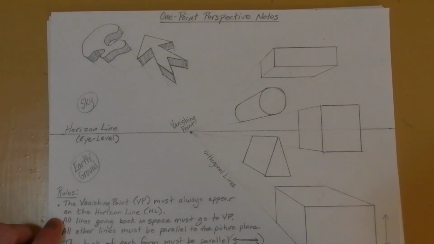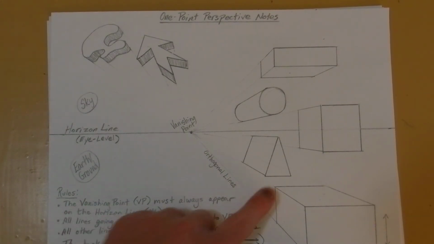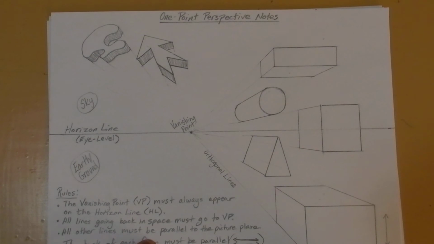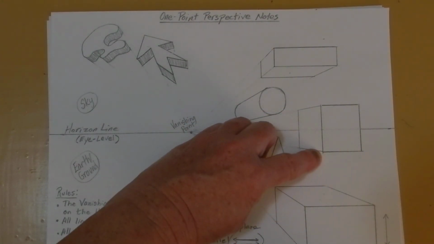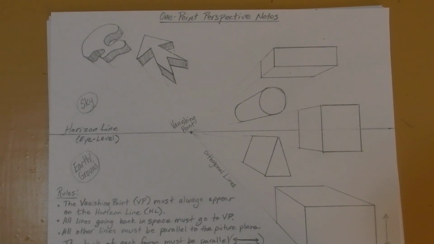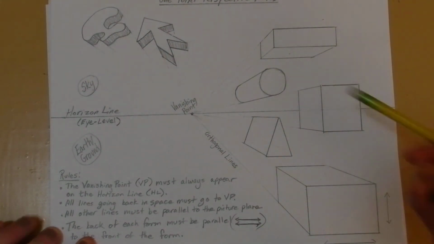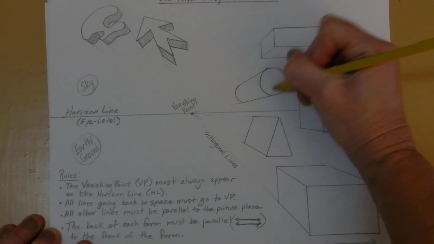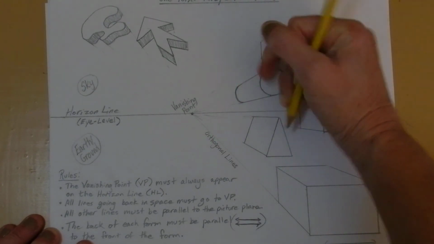The vanishing point must always appear on the horizon line. All of the lines that go back in space go back to the vanishing point. All other lines must be parallel to the picture plane, straight up and down or straight across, unless you're drawing a complex shape, in which case the back of each complex form must be parallel to the front of the form. So if the front of the form curves, the back of the form curves.